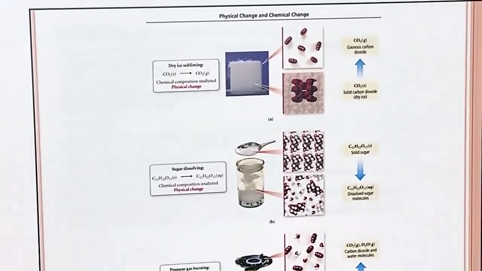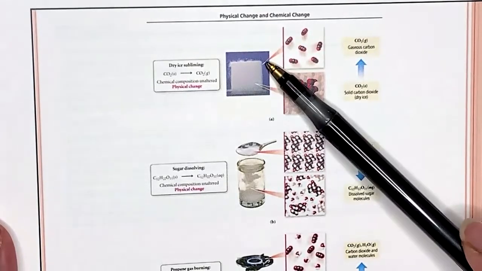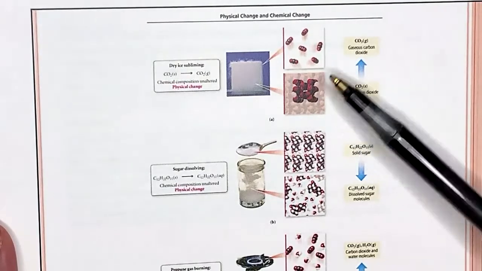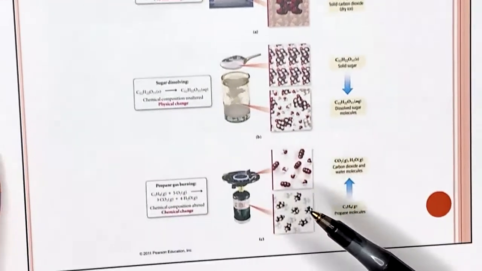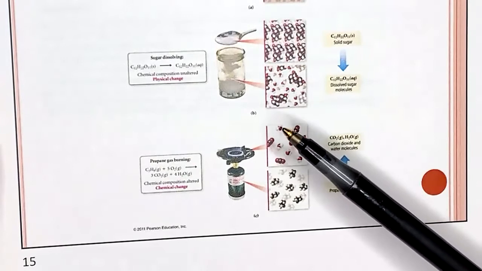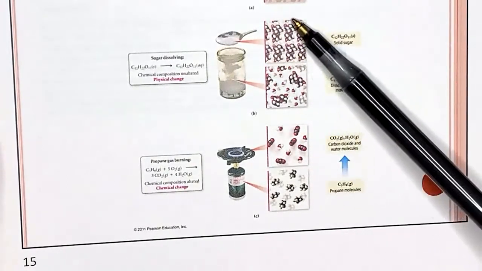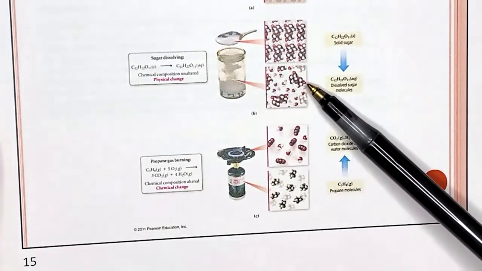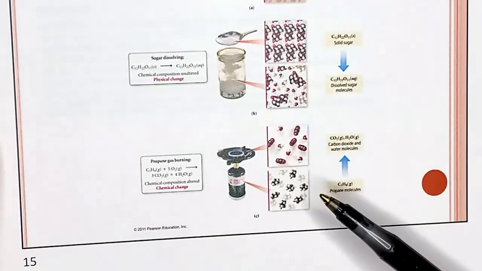All right, so in this case, that's dry ice subliming. It's a piece of dry ice, and you see it start turning to gas, and that's from solid carbon dioxide to gas carbon dioxide, okay? And then when you take sugar and you dissolve it, it's a lot of sugar molecules all stuck together because it's in solid phase. And then when you put it in water, it dissolves. There's sugar and water molecules all around each sugar molecule, okay?